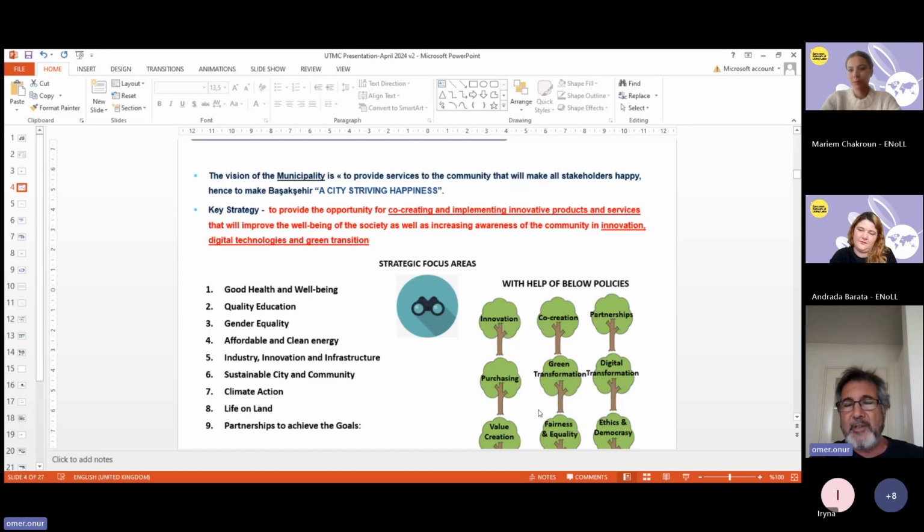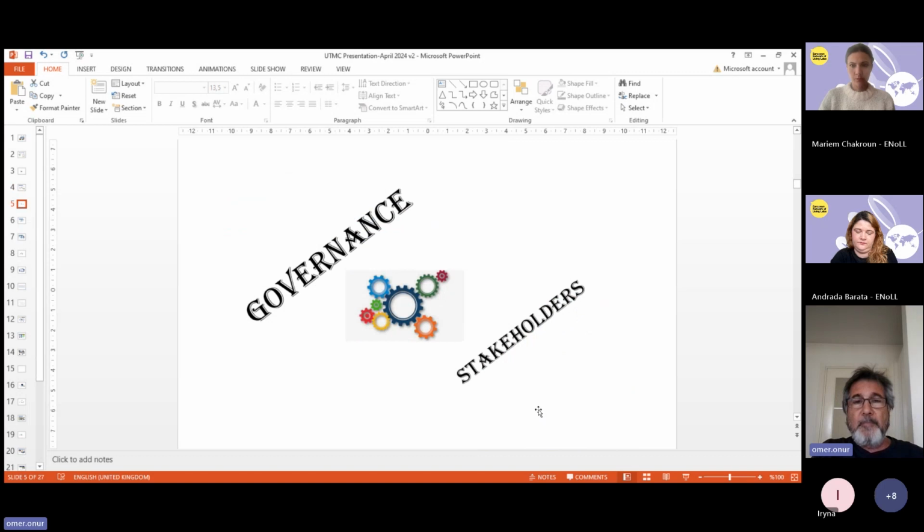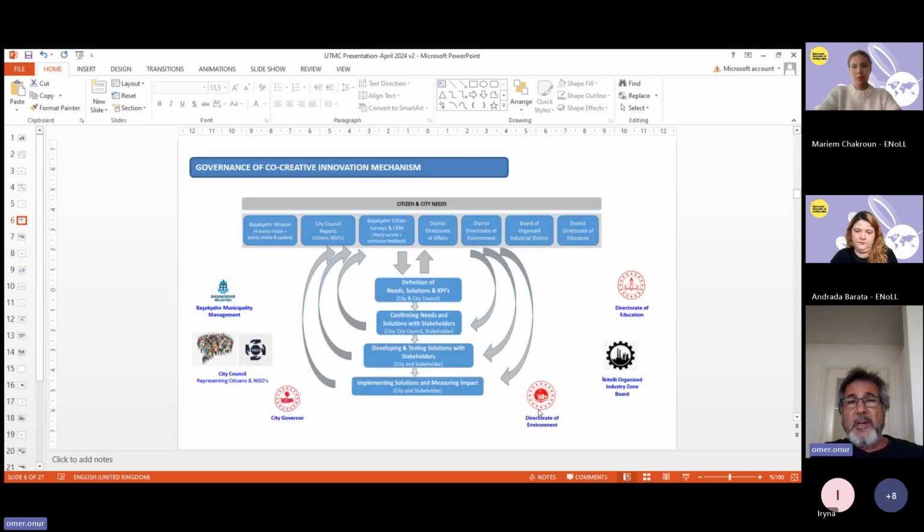And there are a number of strategic focus areas the city is focusing on, and you can read them here. But I think some of the keywords are innovation, co-creation, creating partnerships, green and digital transformation, and value creation through gender equality and fairness. So how do we engage with stakeholders, and how does the governance of the actions work? I will come to how the Living Lab is involved.